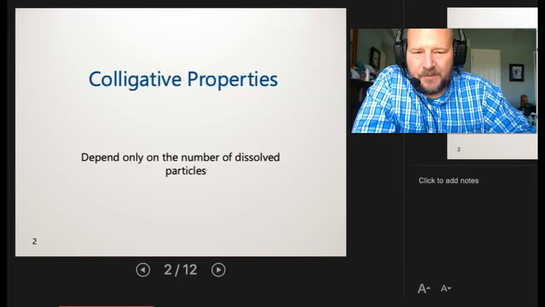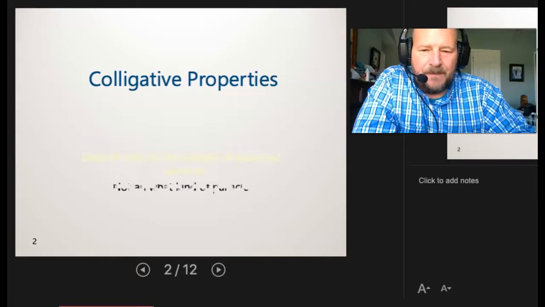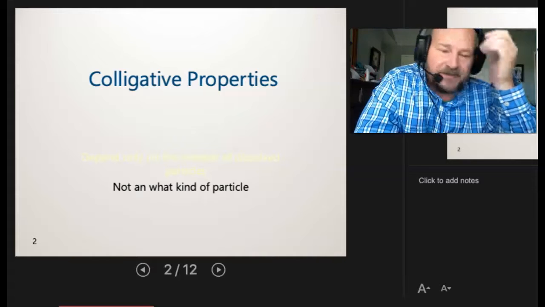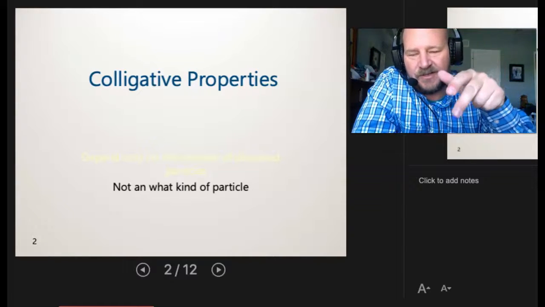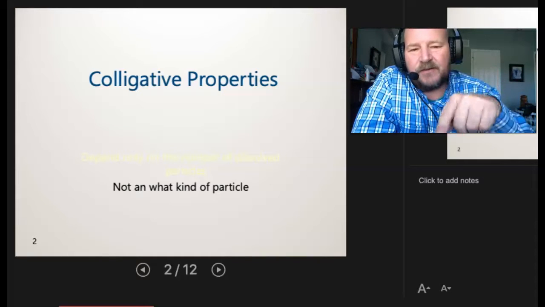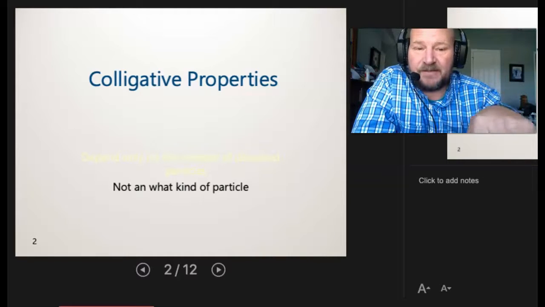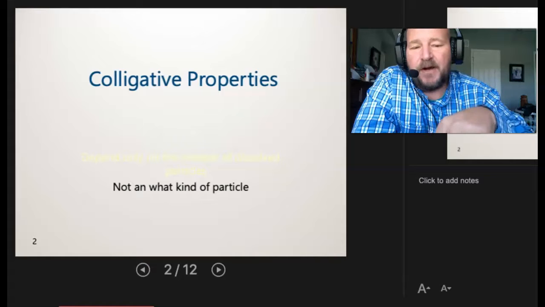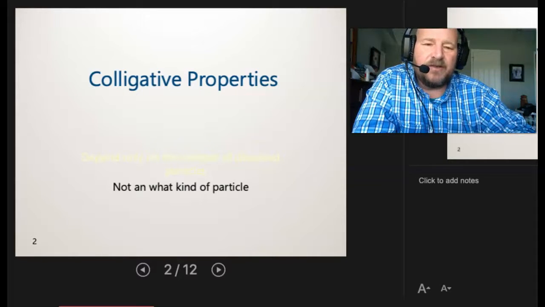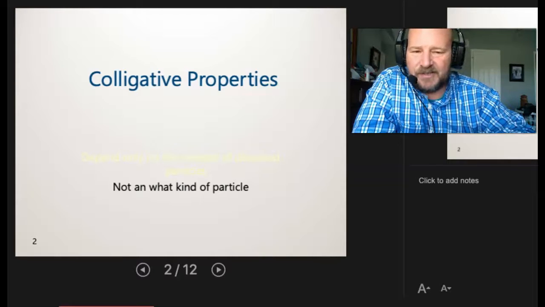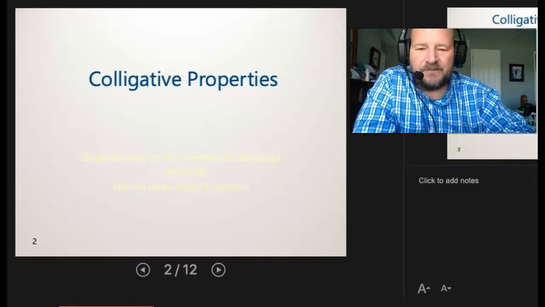Now, colligative properties are properties that depend only on the number of dissolved particles. Okay, not what kind of particle. So we talked about electrolytes and non-electrolytes, strong electrolytes, weak electrolytes. Here, we're going to see a bigger effect from electrolytes, but the property itself does not depend on the type of particle. So non-electrolytes will contribute to colligative properties.